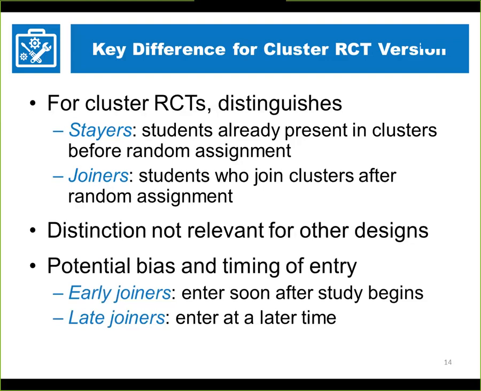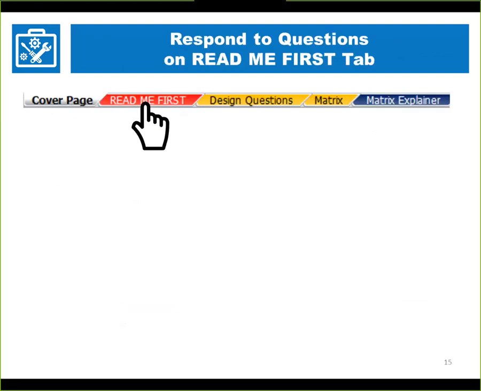Okay, now we'll go over each of the tabs on the multi-cohort tool, beginning with the README First tab. On the README First tab, you can confirm that you're using the appropriate version of the multi-cohort tool by answering two questions about the education level of the intervention, post-secondary or K-12, and about the evaluation design, cluster RCT, or another design.